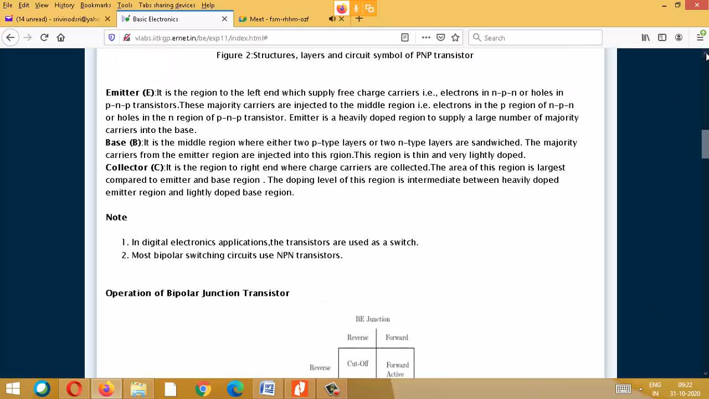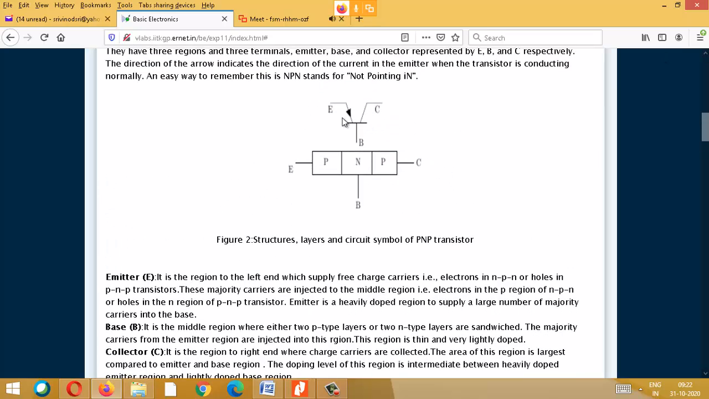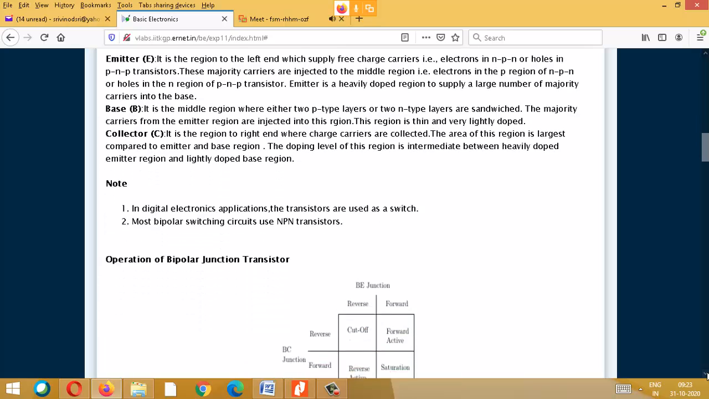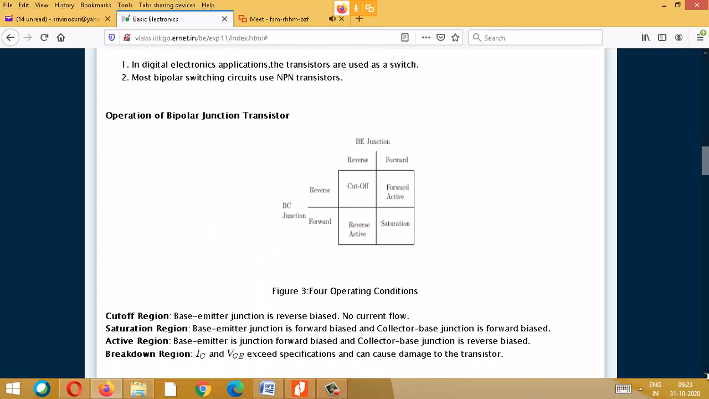Under manufacturing, this base should be thin compared to the emitter and collector. Just for understanding, here they have drawn the symbol with equal subdivisions, an equal subdivision between P and N and P, but in practice this will be very thin. The layer of the base will be very thin compared to the emitter and collector. Then this will be operated in cutoff region, saturation, active and breakdown.